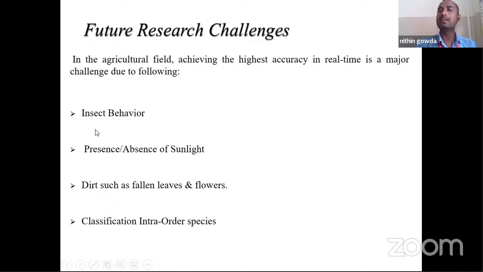So for the students who are listening to this talk, I'm giving one suggestion: without bees, without honeybees or without pollinators, we cannot have our food.